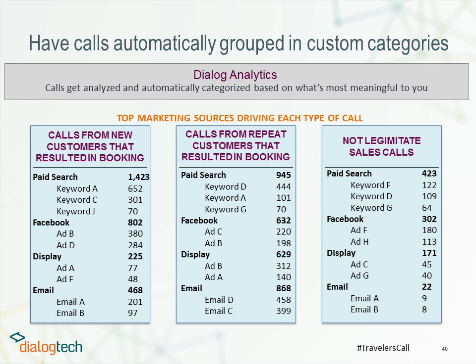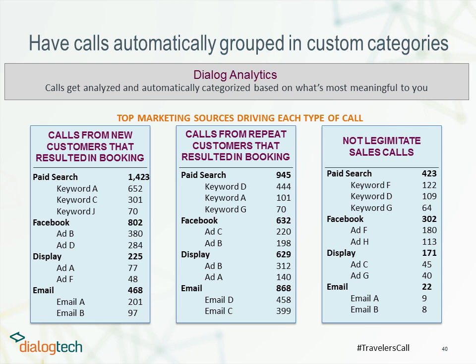But in this case, you can not only know what drove a call, but you can know, is it the type of call that you want? And once you know it's the type of call you want, then you optimize only on those activities. In this case, calls from new customers that result in a booking.